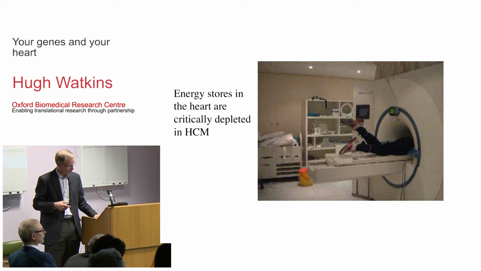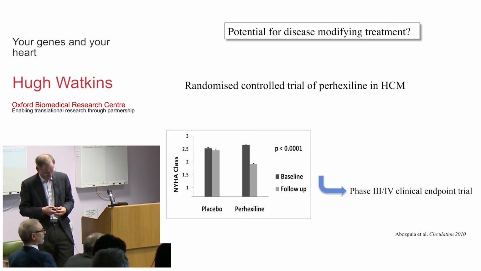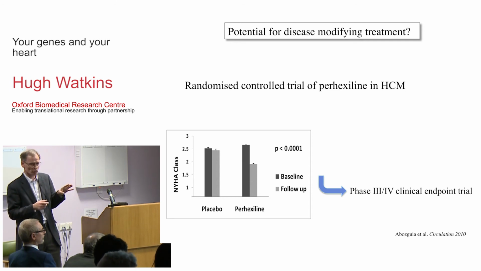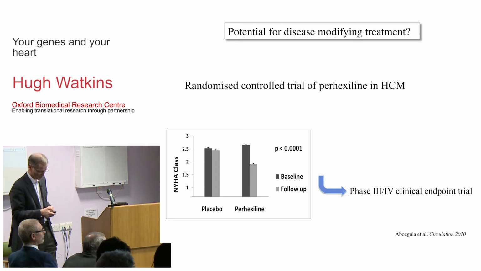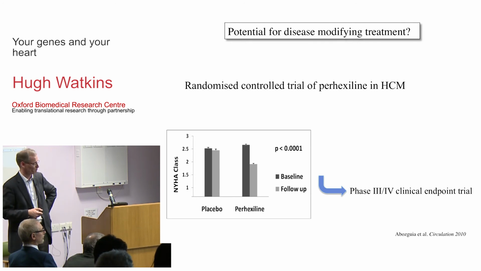So the last slide before I sum up says, can we do anything about it? Well, we think we can. So it turns out people in drug companies making drugs to treat angina have tried to make drugs that change the energy supply in the heart for many, many years. And they made one called perhexiline 20 or 30 years ago, which works quite well, but doesn't get used for angina because better things have come along since.